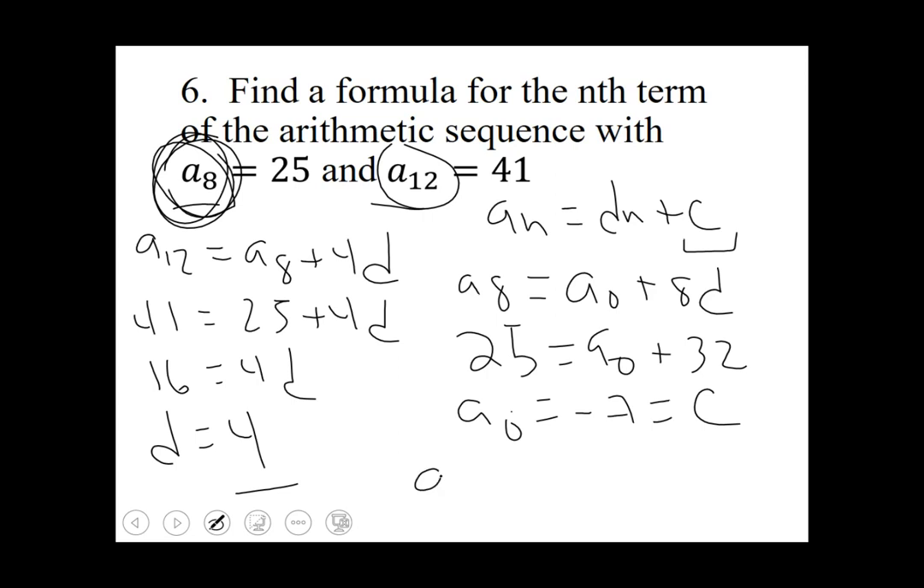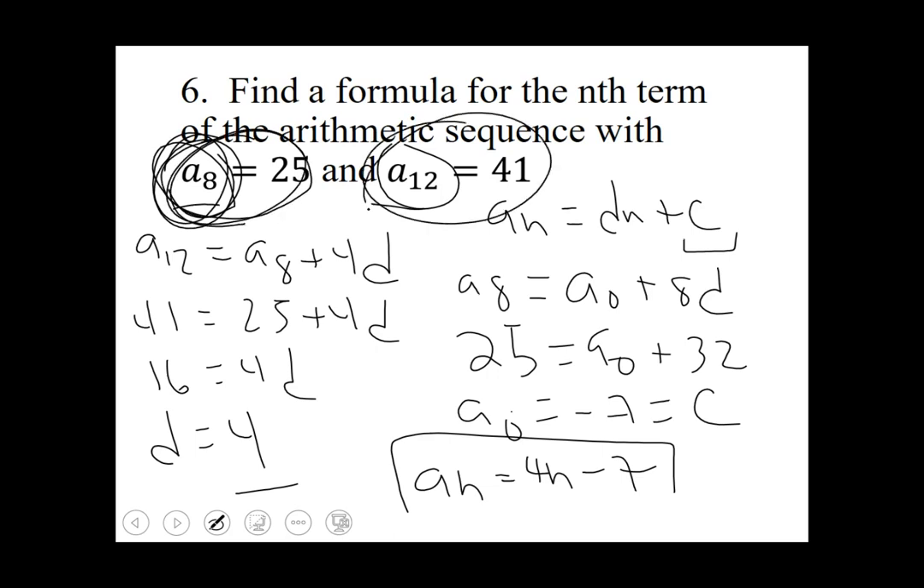And now that I have exactly what I want, I can make my final answer, which says that A sub n is equal to 4n minus 7. As always, it's a great idea to check your work. The way that you could verify 100% that this was the right answer is if you plug in 8, do you get 25? And if you plug in 12, do you get 41? And if you do, then bam, you know that you've done it.